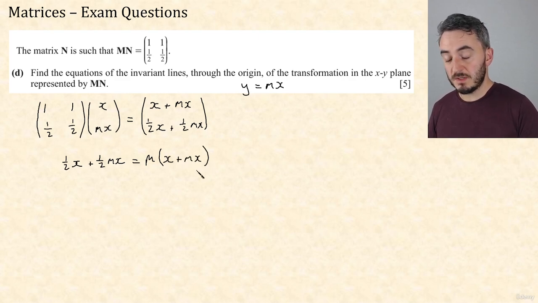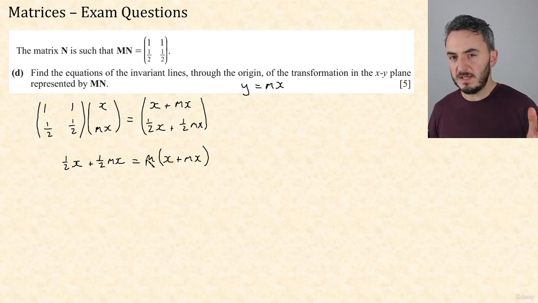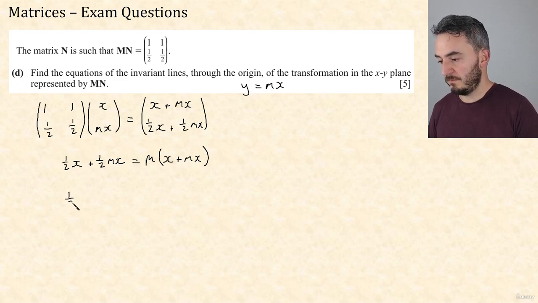And all we need to do now is compare coefficients. Now, it's just x's on both sides. So if we didn't have that stipulation that it went through the origin, we'd have to be comparing coefficients of x with coefficients of constants. But here it is only coefficients of x's. So on the left, we've got a half plus a half m. And on the right, we've got m plus m squared. And so here's a quadratic for us to solve.